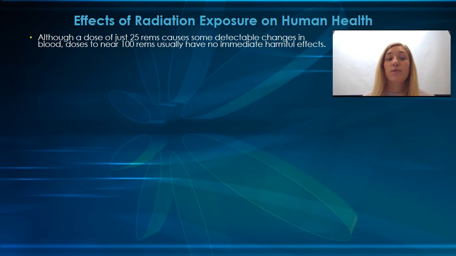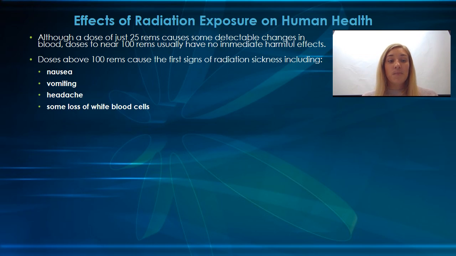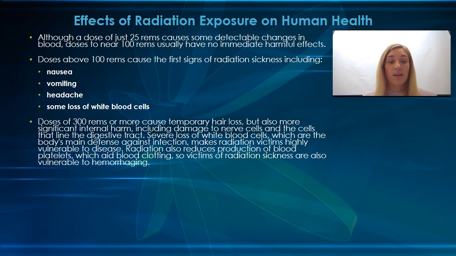Okay, so the effects of radiation exposure on human health, it's not good. Although a dose of just 25 rems, which is what they use to measure radiation exposure, can cause some detectable changes in blood, up to 100 rems can have no immediate harmful effects. So that seems to be the limit. Above 100, we start to get the first signs of radiation sickness, which can include nausea, vomiting, headaches, and some damage to our white blood cell counts.